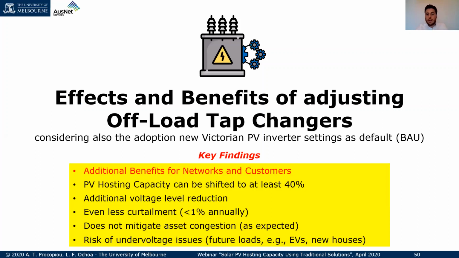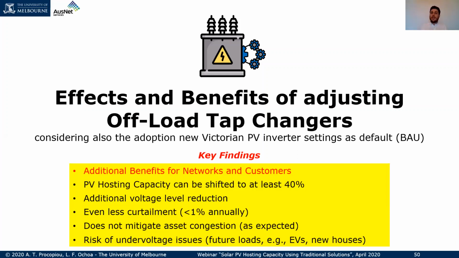Of course, here we again have the key findings that I'm going to highlight before we go into the results, so we can understand better and focus on those things that really make a difference. With this application of the solution, we have additional benefits to both networks and customers, and throughout the whole analysis, through all the networks that we have, we are able to shift the hosting capacity to at least 40%. This also allows us to reduce the annual curtailment to only 1%.